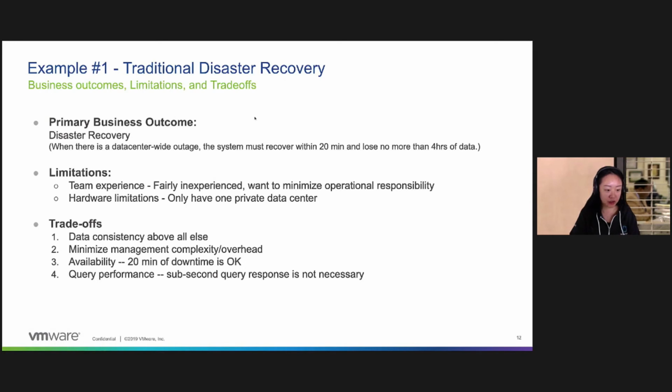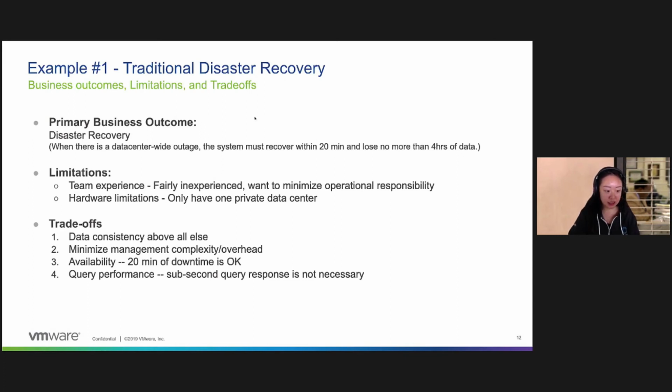And then finally, around trade-offs, this business prioritized what was most important to them, and then finally what's important but the least important. So first off, above everything else is data consistency. This business would rather we experience downtime rather than present inconsistent data.